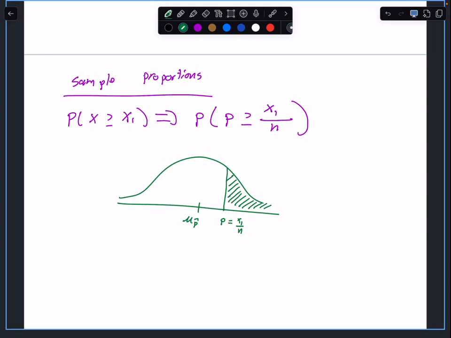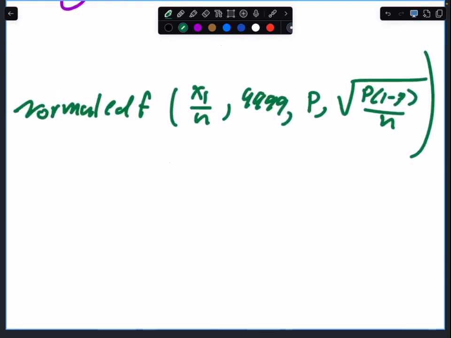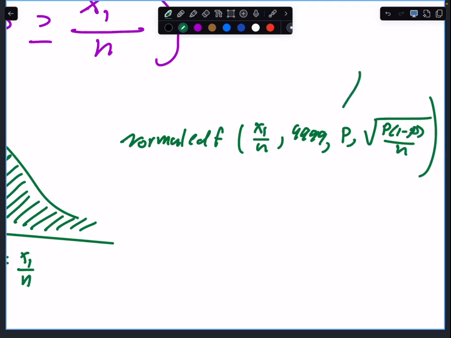So if it says, what is the probability that at least 15 of the 30? Well, you're not using the value of 15. You're using 15 over 30, which is 0.5. So 0.5 is your cutoff. And then you would do, in this case, a normal CDF, X1 over N, comma, 9999, comma, P, comma, square root of P, 1 minus P over N. Now, these values are what you've already calculated as the mean and standard deviation. Remember, that's the mean, that's the standard deviation.